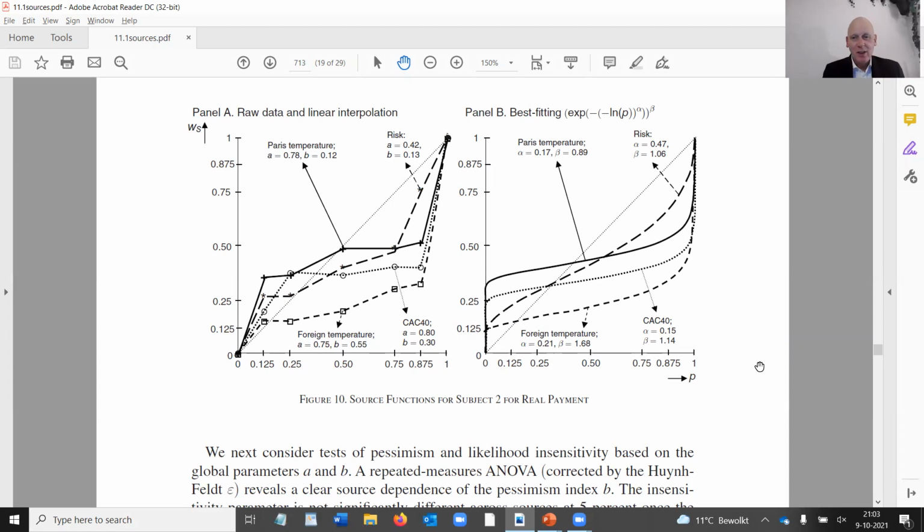But first, in this experiment, we considered 4 sources of uncertainty: foreign temperature, so the temperature in some foreign place, some future time point to be predicted; the CAC 40, the Paris Stock Index, how that would perform; then Paris temperature, what the temperature in some future time in Paris would be. You should know the experiment was done in Paris, so Paris temperature was home temperature. And the fourth source was risk, so just known probability. For those 4 sources we investigated.